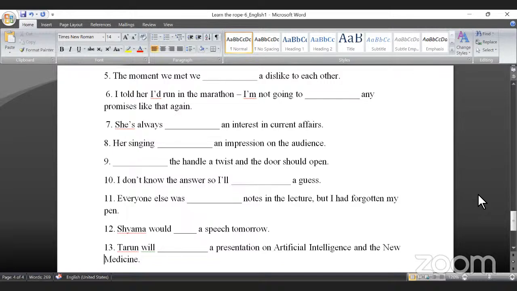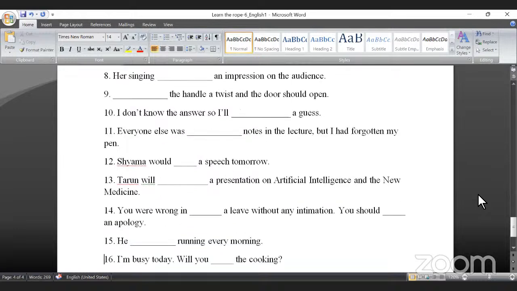13th one, Tarun will dash a presentation on artificial intelligence and the new medicine. Have. Here make will come. Make. Okay, not have a presentation. Tarun will make a presentation. You make a presentation. You don't give a presentation. You don't make a speech. You give a speech. You don't give promises. You make promises. Right? Madam, Yes. Shama would make a speech tomorrow.